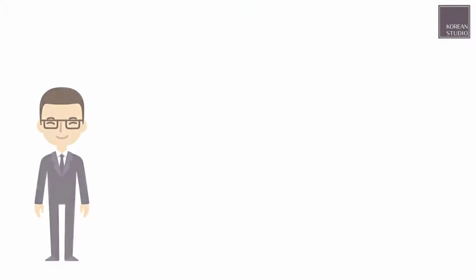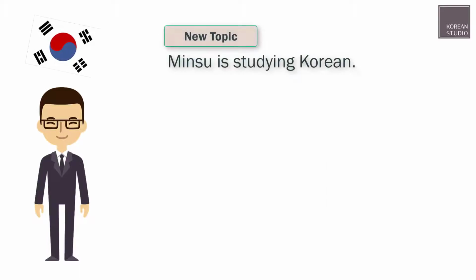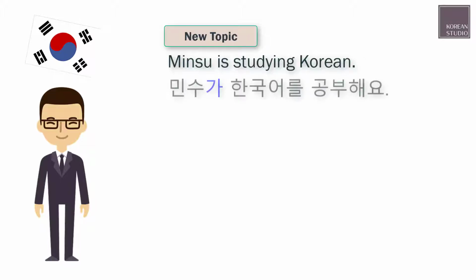Now, another way that these topic and subject particles are used differently is that sometimes we use subject particles to introduce a new topic, and we use topic particles to refer to something mentioned earlier. For example, let's imagine that your friend studies Korean and you want to tell your parents about this. The topic of your friend Minsu is new in the conversation. So to tell your parents about Minsu studying Korean, you can say 민수가 한국어를 공부해요. Minsu is studying Korean. 민수가 한국어를 공부해요.